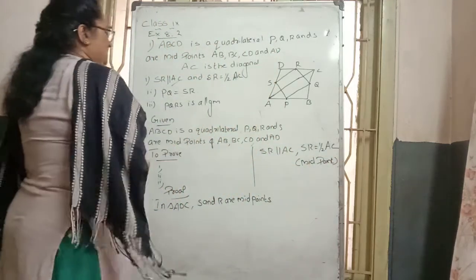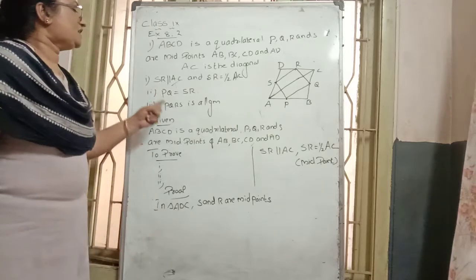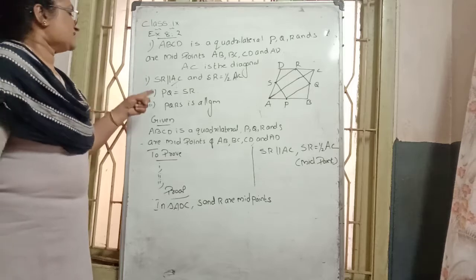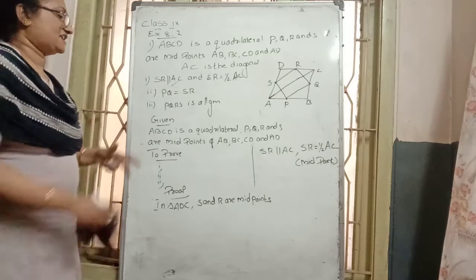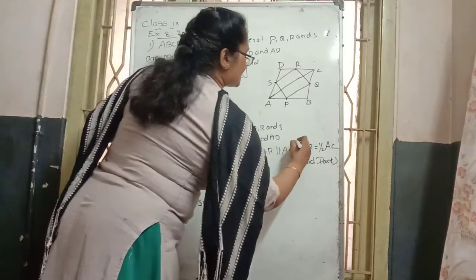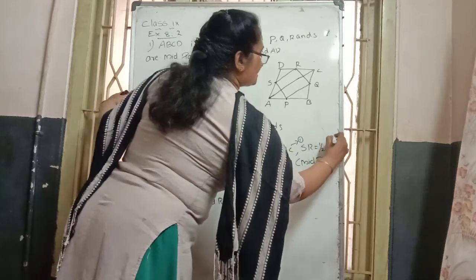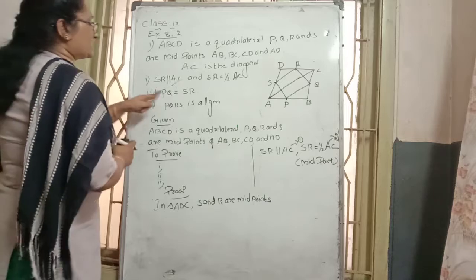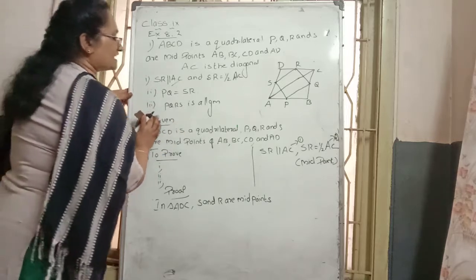Then next, what do we want to do? We want to prove PQ and SR are equal. So here we mark the parallel result as equation 1, and this part, SR equal to half of AC, as equation 2.